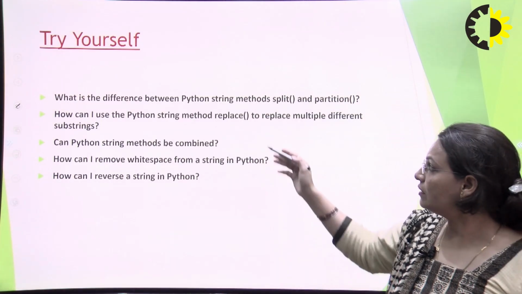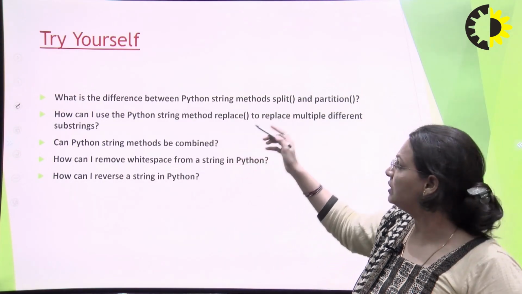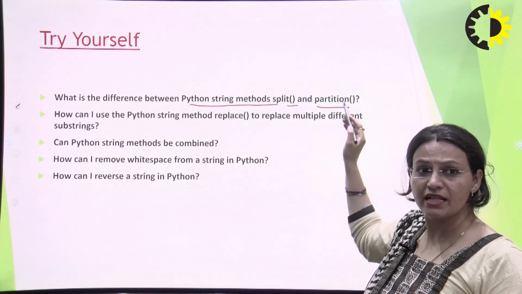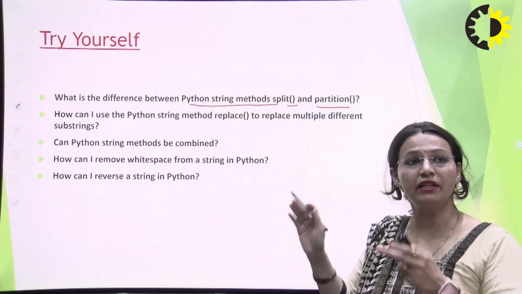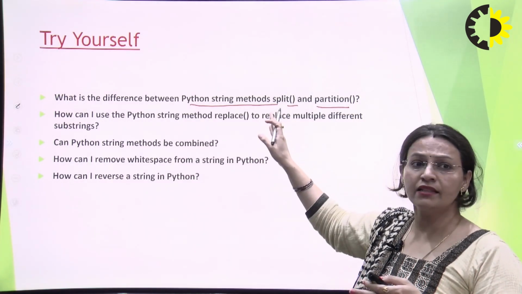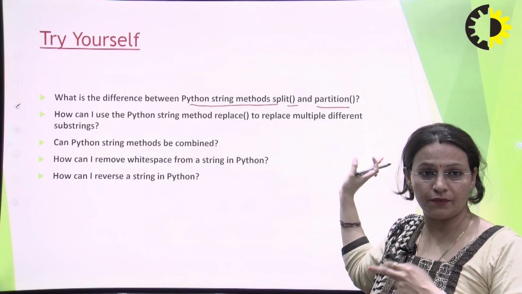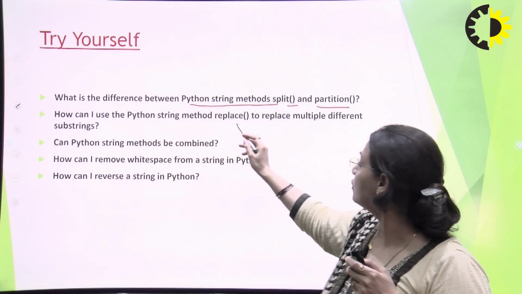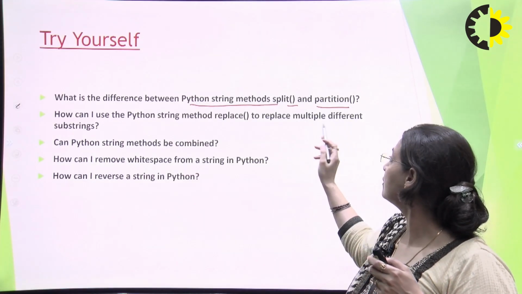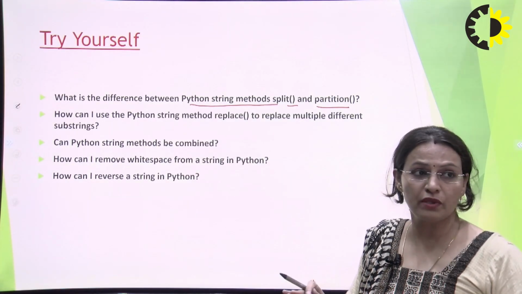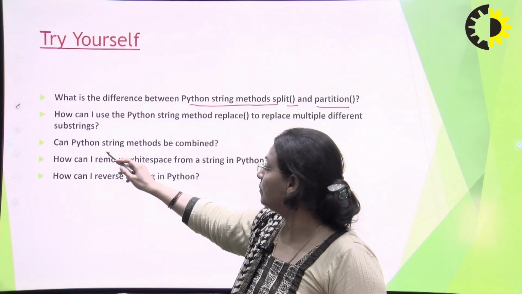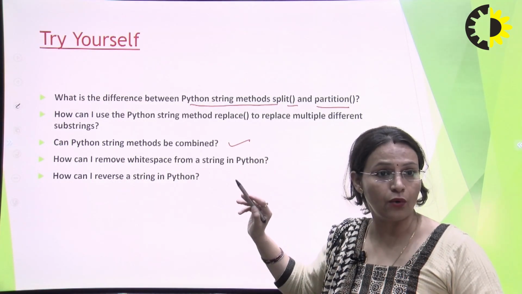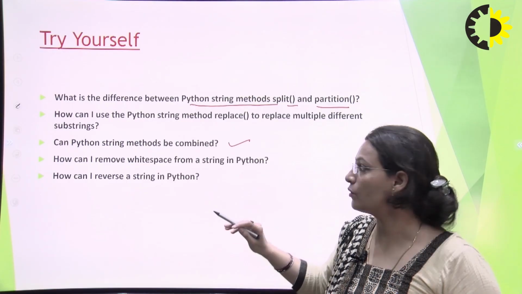So basically try these questions on your own. What is the difference between the string methods split and partition? Splitting is the same as partition, but the difference is that split splits the things and partition divides into 3 substrings or 3 forms. Then, how can I use string methods to replace multiple different substrings? This can also be done. Can Python string methods be combined? Yes, of course, 2 methods can be combined, and how it can be combined, you can answer on your own.